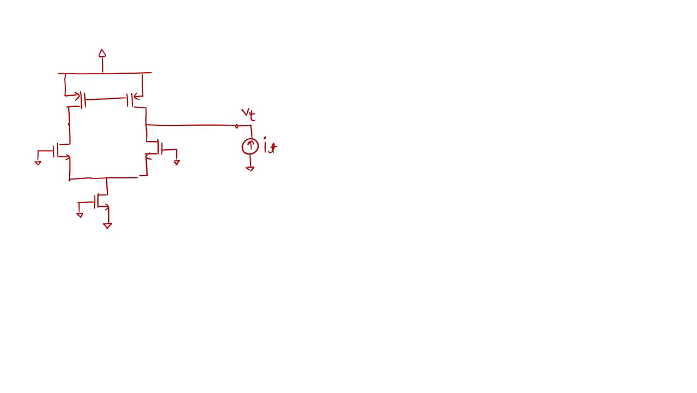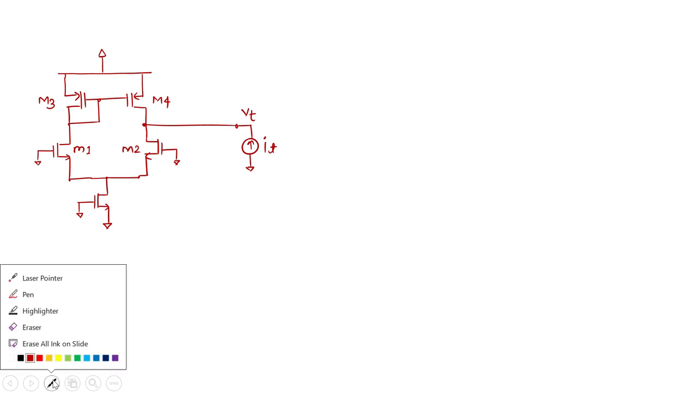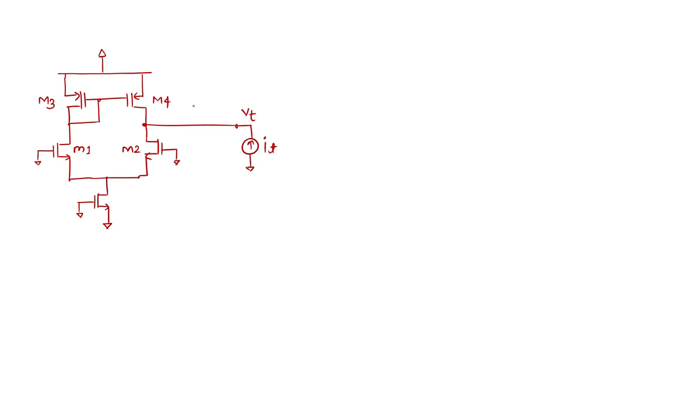Don't confuse why I'm applying IT here. You can apply VT also and observe the IT. Because I know that the IT current is a sum of two currents, let me call it I4 and let me call it I2. So overall IT is the sum of I2 plus I4. Now what is happening here? I have seen that when this I2 current is coming here, it is going nearly to 0 amp, and completely it is going this way.